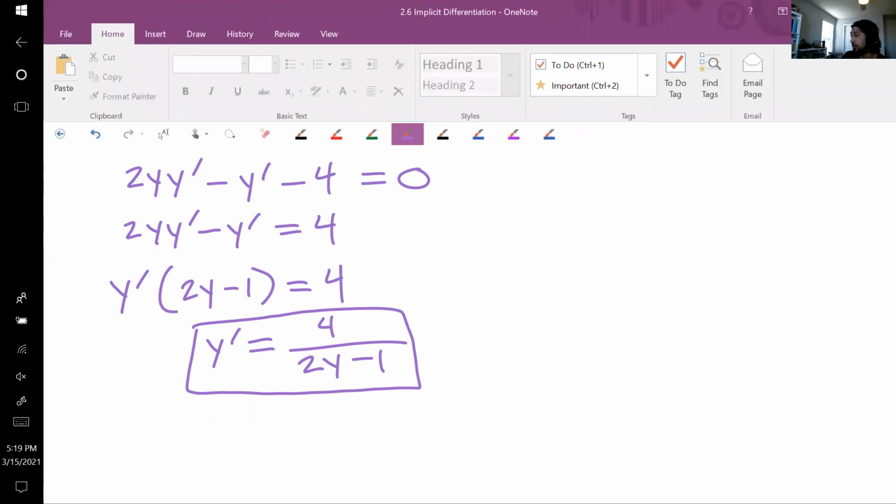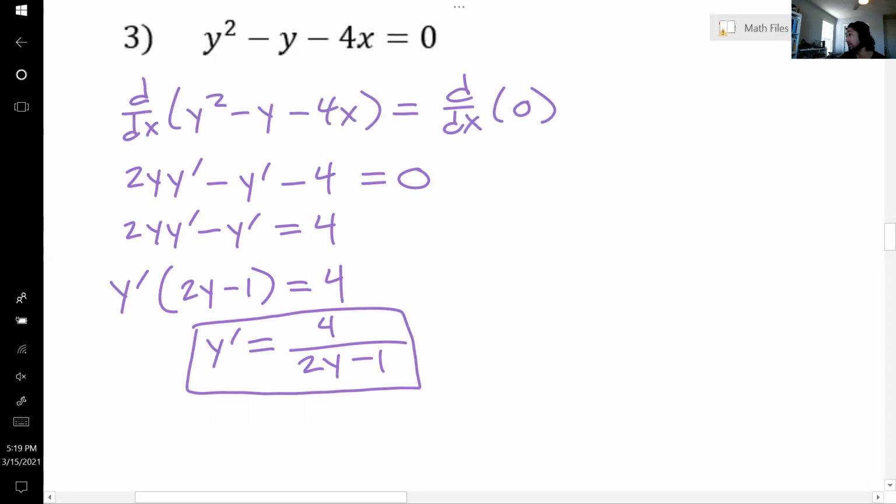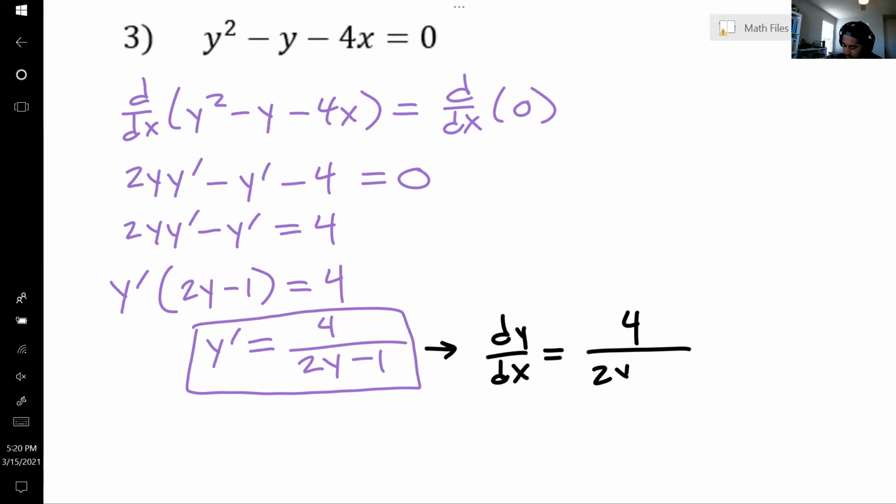So take the implicit derivative and solve for y prime. That's all you have to do. And if, of course, it's not taking the y prime notation, then remember that you can also write dy over dx is equal to 4 over 2y minus 1.